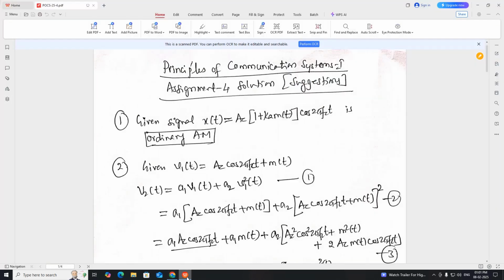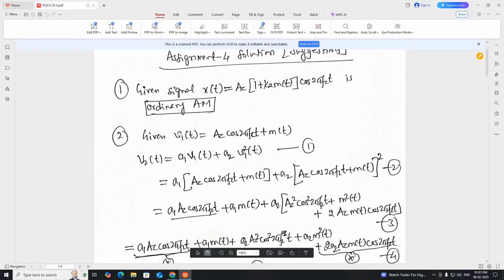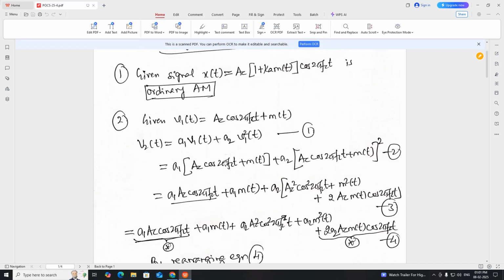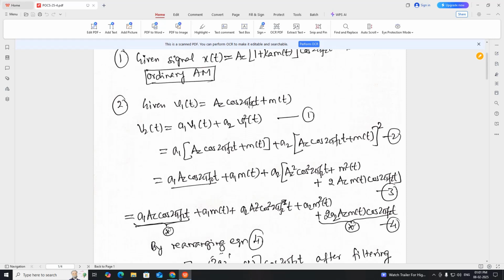We will see now. The given input signal V1 is Ac cos 2πfc t + m(t), and the relationship between V1 and V2 is V2 = A1 V1 + A2 V1 squared. Now we substitute V1 in both the terms of equation 1. I have substituted, so this becomes Ac cos 2πfc t + m(t), and this becomes (Ac cos 2πfc t + m(t)) whole square.